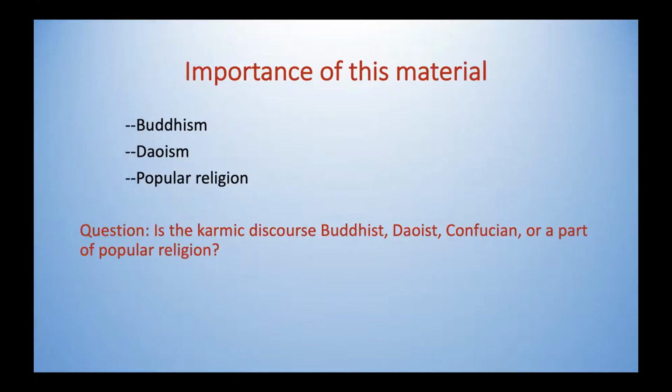So what is the importance of this material? This type of material gives us insight into the religious imagination of pre-modern culture. The texts that I look at shed light on the practice of Buddhism, Taoism, Confucianism, and popular religion in traditional pre-modern Vietnam. The central question for this particular project is: is the karmic discourse used to talk about love best described as Buddhist, Taoist, Confucian, or a part of popular religion? The short answer is yes, all of these.